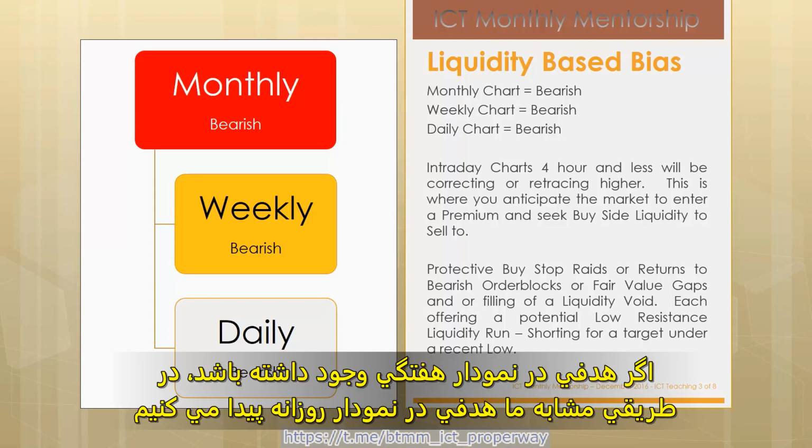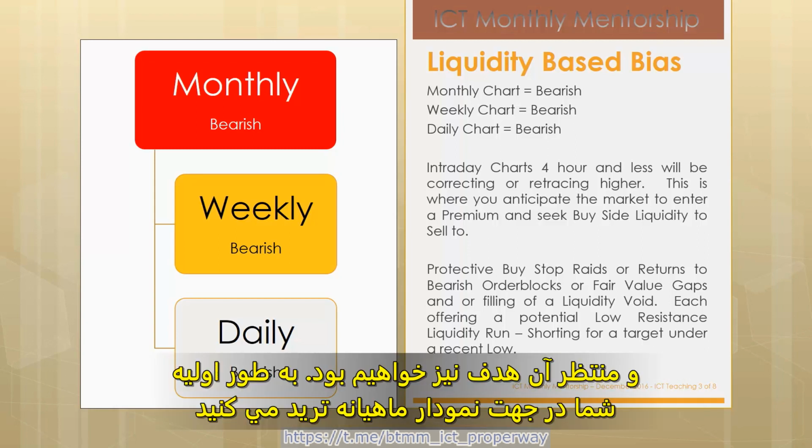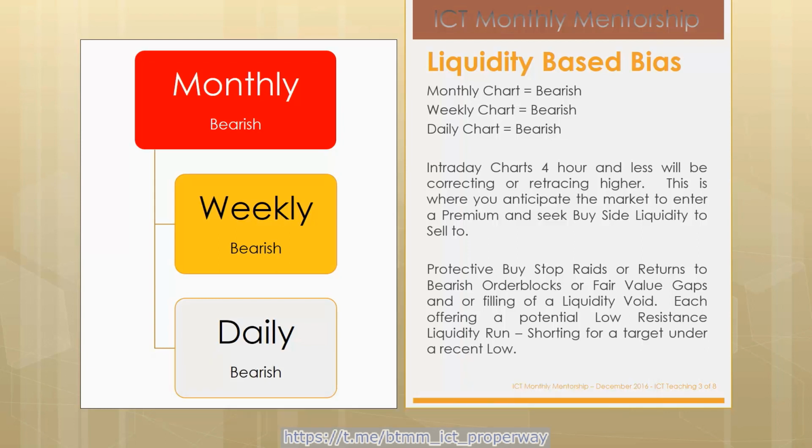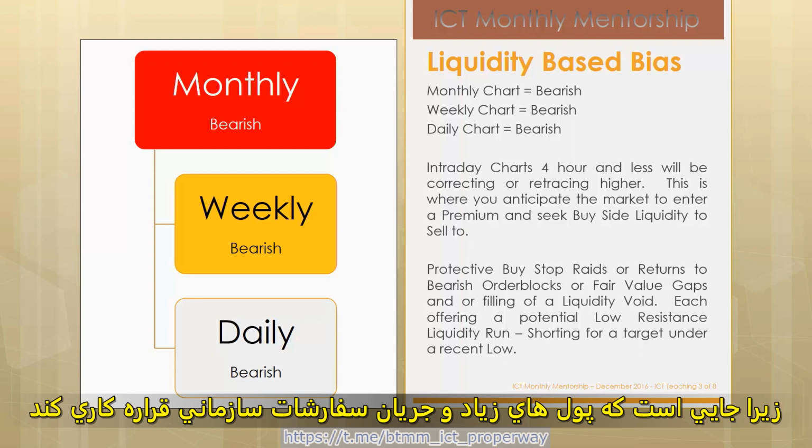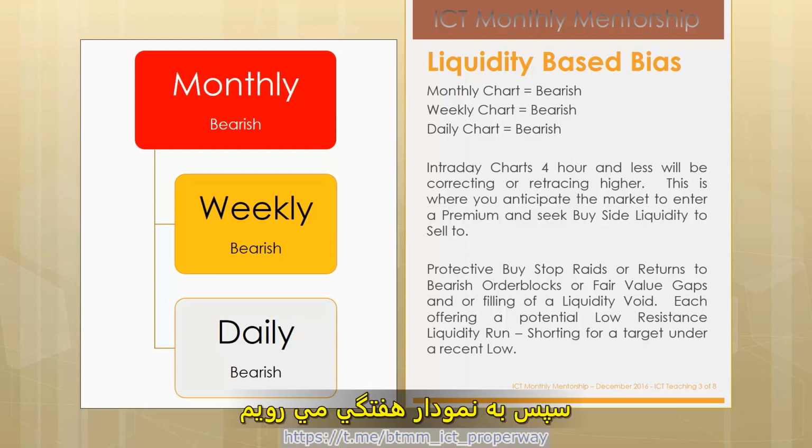If there is an objective that you can see on the weekly chart, much in the same way we would have identified something on the daily, we would be looking for that objective as well. Primarily, you're going to be trading in the direction of the monthly chart because that's where the large funds and institutional order flow is going to begin. And then it moves down into the weekly chart, then it moves down into the daily chart.